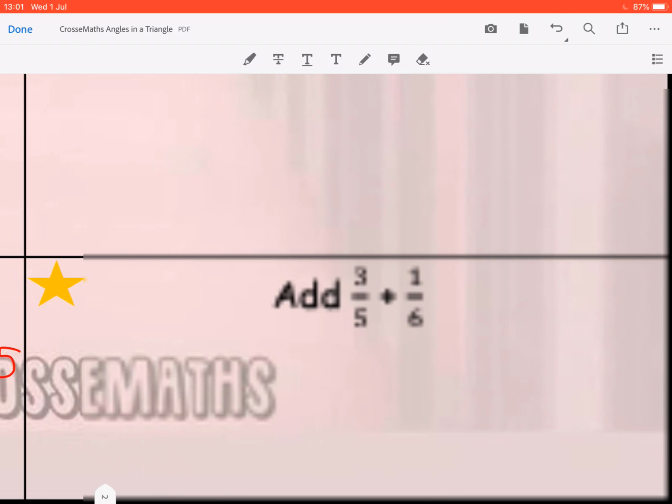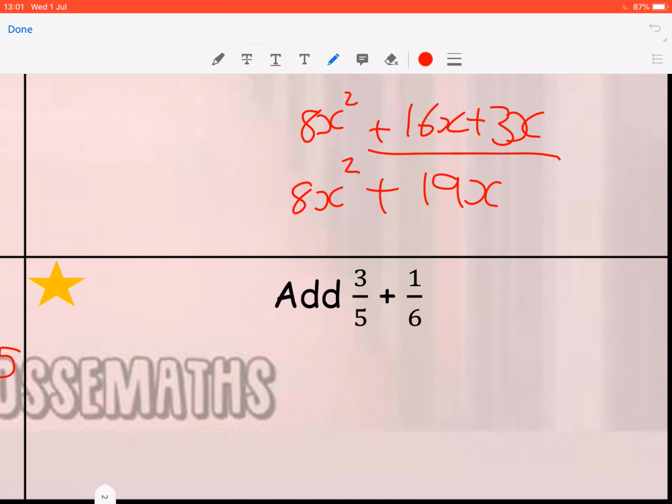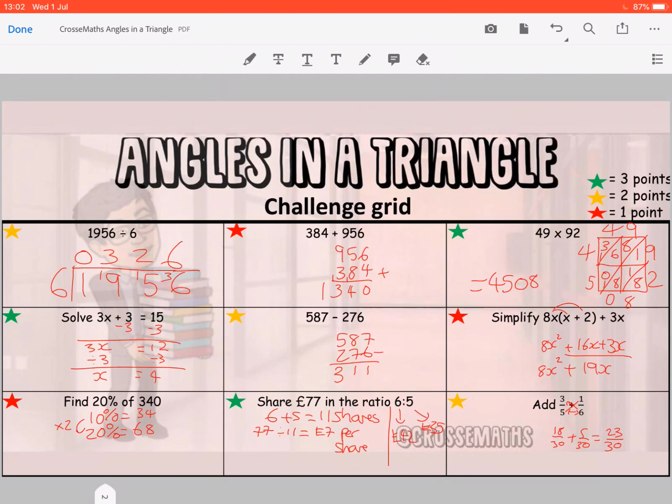Right, very last one. 3 over 5 plus 1 over 6. Got to make the bottom numbers the same. In order to do that, I'm going to multiply. 5 times 6 is 30. 30 on the bottom of both. From there, I'm going to cross multiply. 3 times 6 is 18. 5 times 1 is 5. It's still an add question. 18 plus 5. Whatever's on the bottom in the question, it's got to be on the bottom in the answer. 18 plus 5 is 23. You should have an answer that looks something like this. 23 over 30 can't be simplified, so that's your final answer.